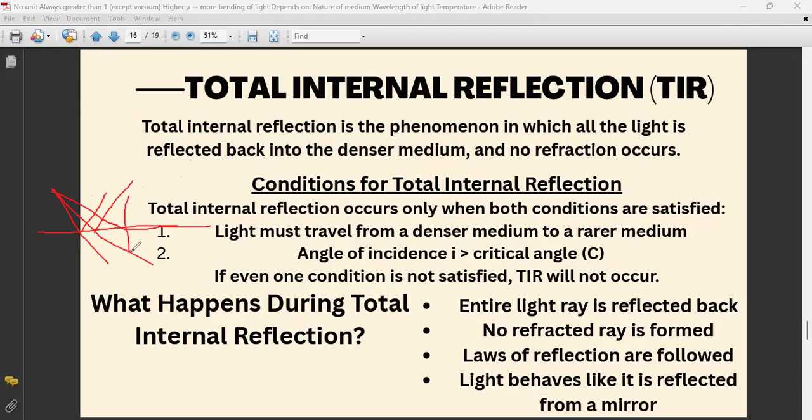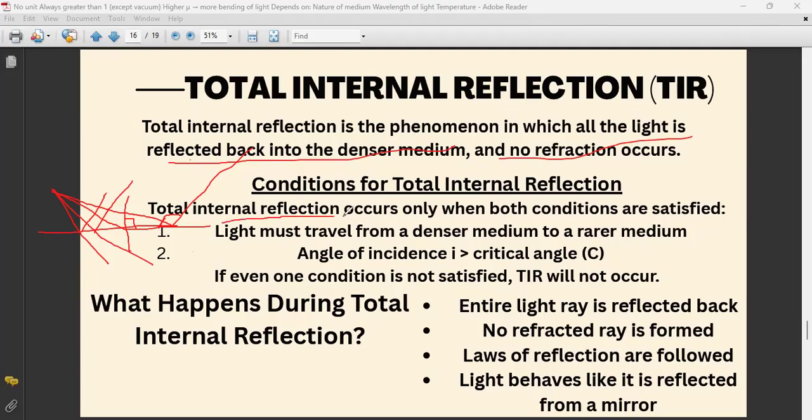And beyond that critical angle, now what will happen is that the light rays won't get into the rarer medium. It will just touch the surface and reflect from there. So this is the part where the light ray hasn't moved into the second medium, but it just touched the surface and got reflected back into the denser medium. So this is called total internal reflection, where there won't be any refraction, but it will be complete reflection. So in total internal reflection, all the light is reflected back into the denser medium and no refraction occurs.